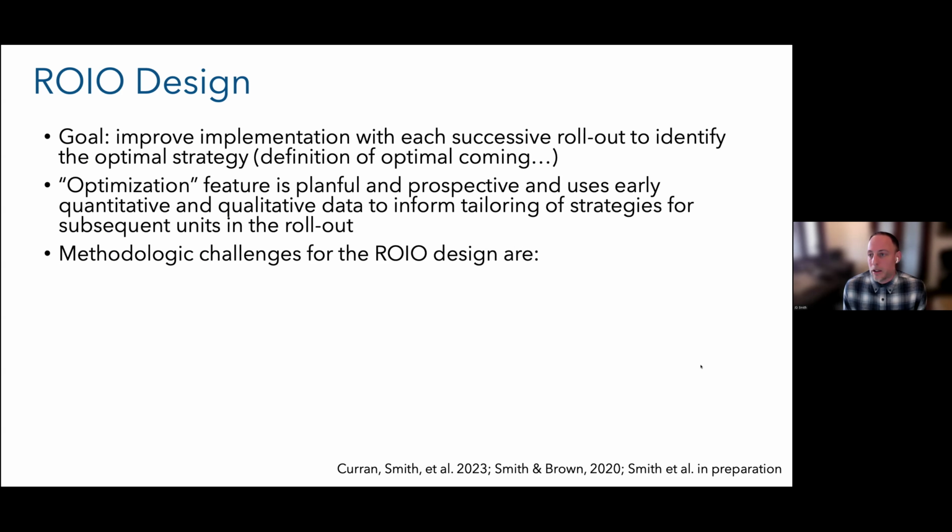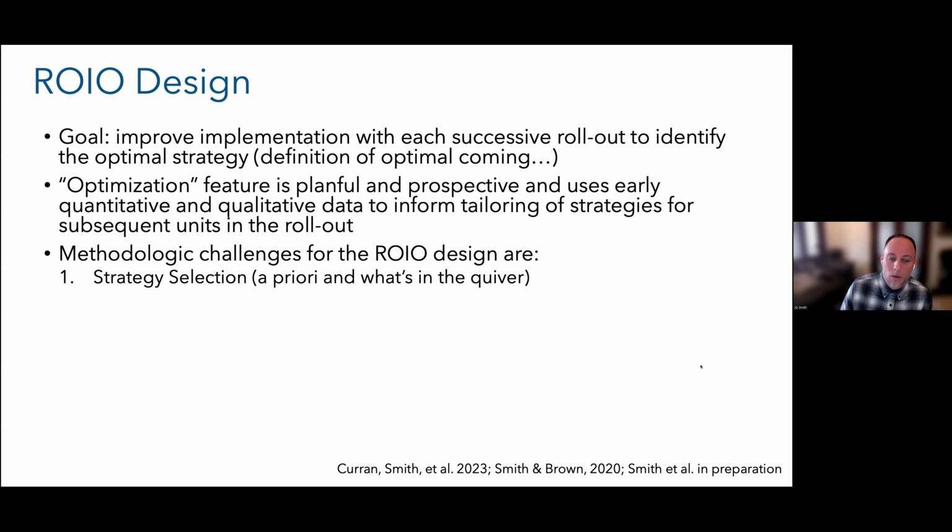So some of the methodological challenges in designing a ROIO, one is actual initial strategy selection. What are you going to start with? And what are going to be your parameters or essentially your options for optimization and adaptation as you move through your rollout sequence? I'll say more about this a little bit, but more or less, this means that you need to have a really well-defined multi-component implementation strategy upfront with options for how you may adapt it if certain strategies look like they're either suboptimal or simply infeasible or ineffective.